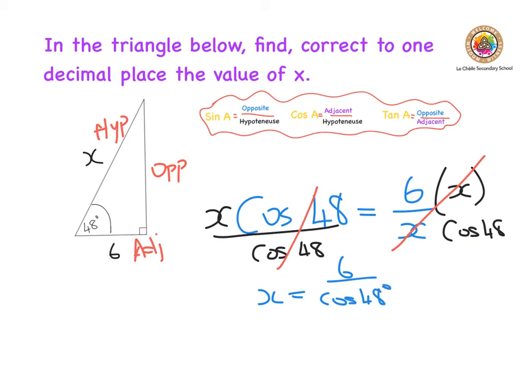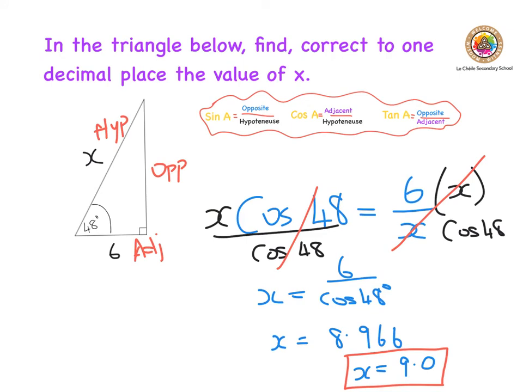And putting that into my calculator, 6 divided by cos 48, I get x equal to 8.966. Okay, and so solving that correct to one decimal place, we're going to have to round it up, and so that's going to give me an answer of x equal to 9.0. And I'm just going to put a red box around that to show that it's my answer, and we're done with that question.